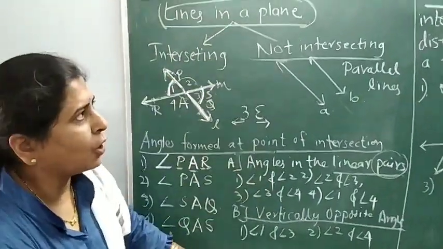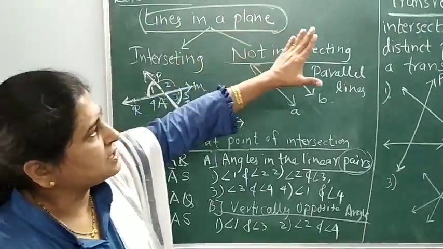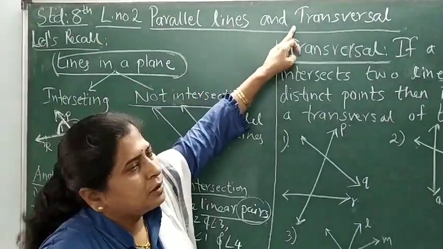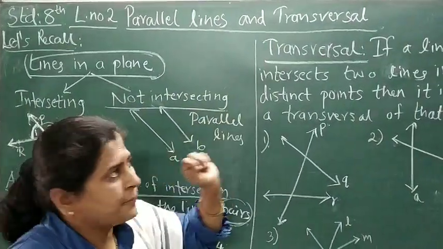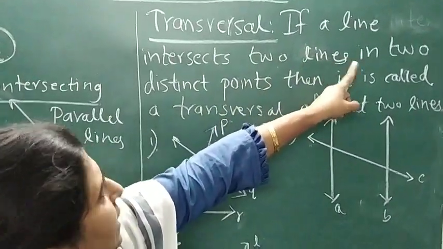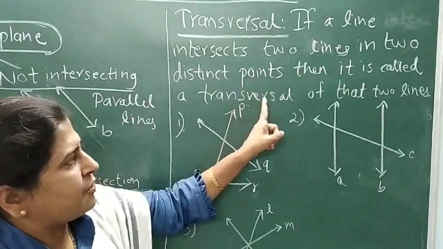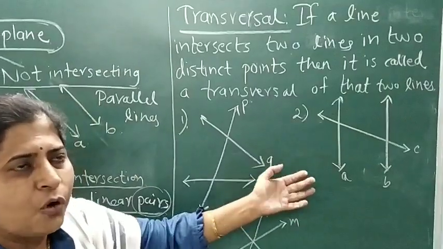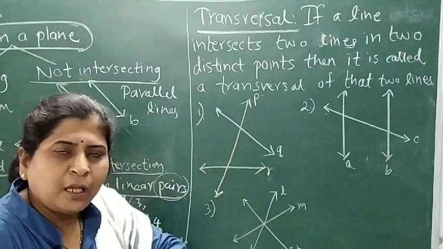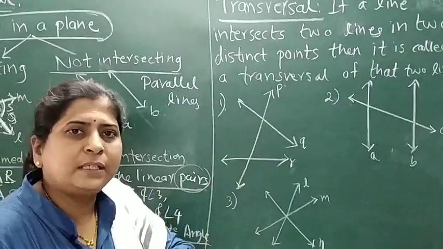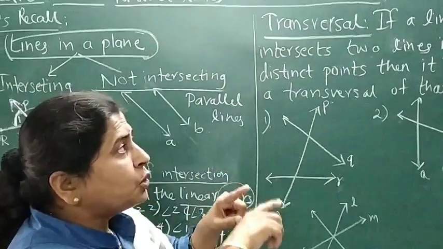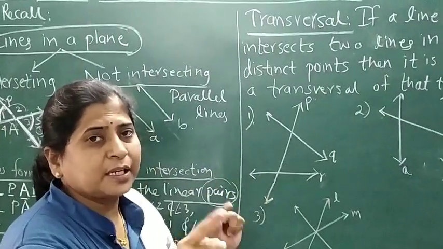This was our recall. Now let's see what a transversal is. We have seen the meaning of parallel lines. Now let's see the meaning of the word transversal. If a line intersects two lines, of course in the same plane, in two distinct points, then it is called a transversal of those two lines. Henceforward, whenever we talk about a line, we will always talk about lines in the same plane, whether mentioned or not. So the line should be such that it intersects two lines in two different points. Then it is called a transversal.